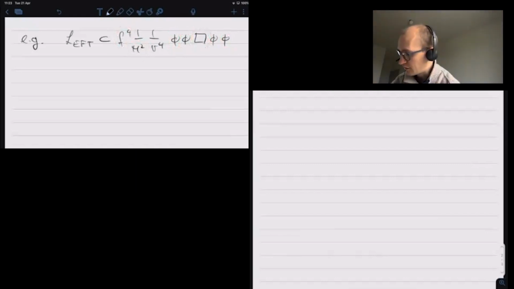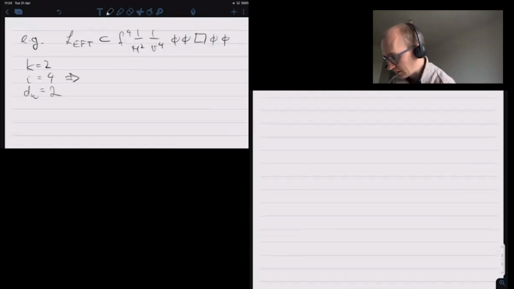Okay, so this is something which has two derivatives. So k is equal to 2. We have I, the number of fundamental fields, equal to 4. And the number of derivatives is equal to 2 here. And so this, for example, you can look at diagrams. So this can contribute to diagrams of the form.